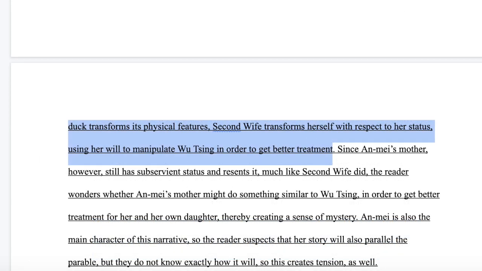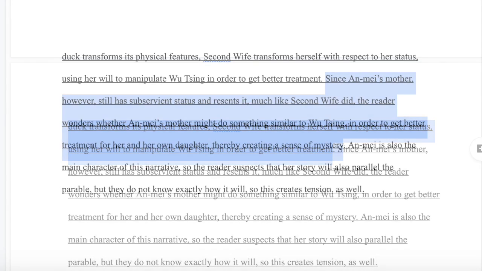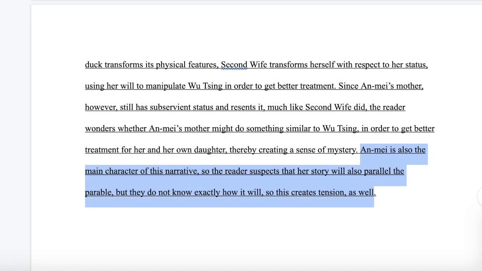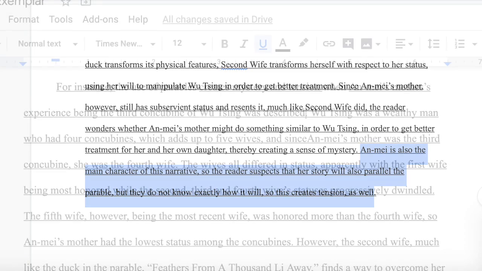Then I elaborate and include more concrete details about Anne May's mother, and I explain how these details, along with the reader's knowledge of the parables, create mystery. Then I explain how Anne May's mother is the main character of the novel, perhaps providing an extended definition of sorts as I am explaining what Anne May's mother's role is. And taking the audience's knowledge into consideration, I explain to the reader why her being a main character, coupled with knowledge of other parts of this narrative and the parable, would create tension.